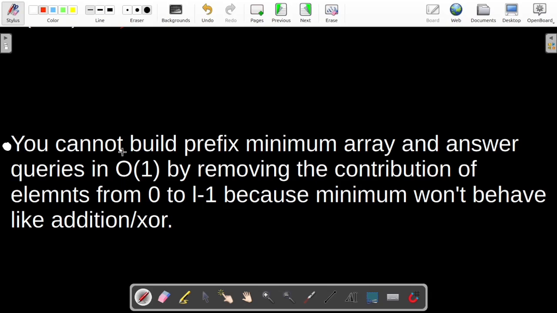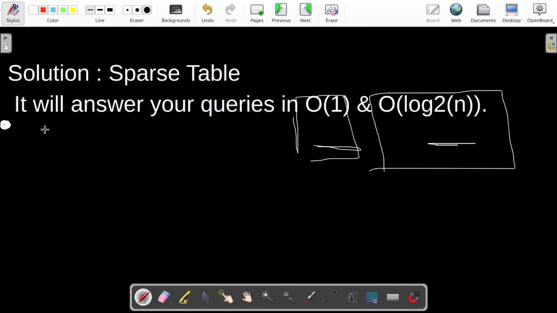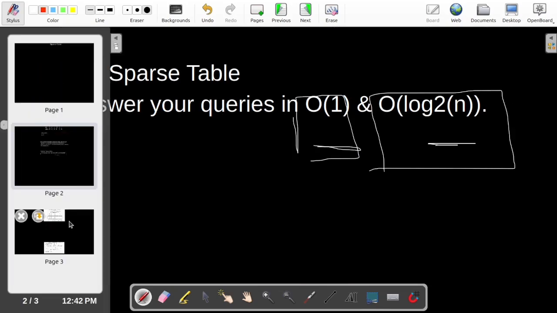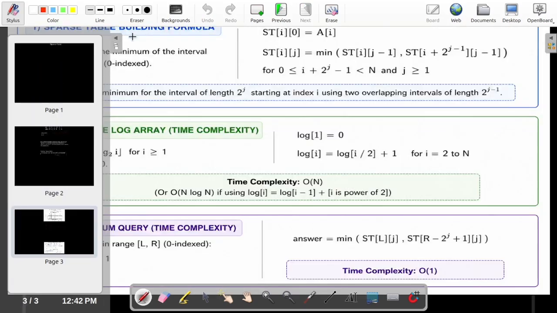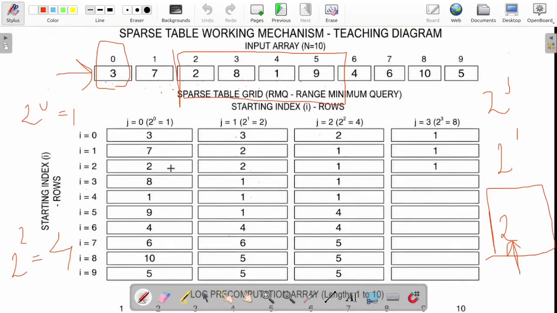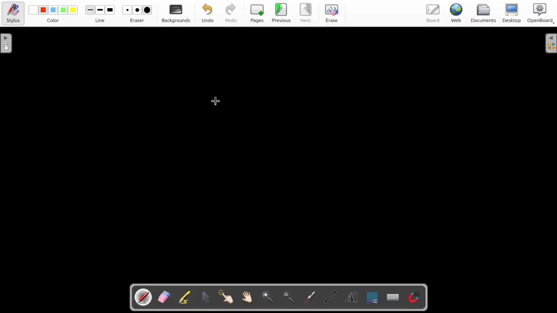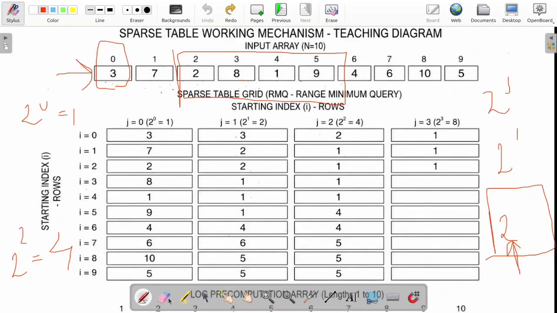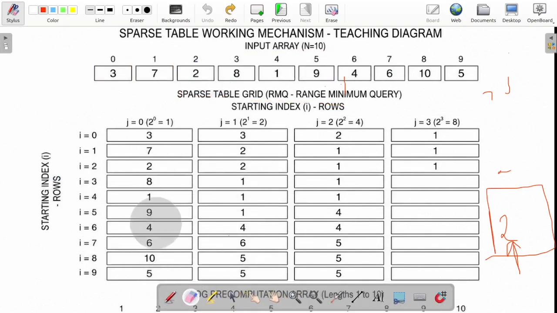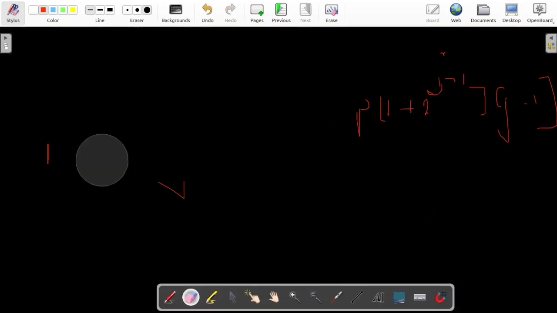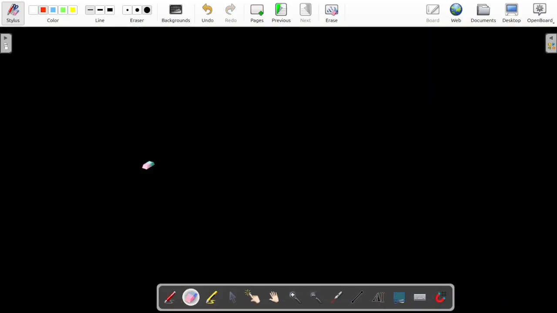So what we can do, we have a solution, sparse table, which will answer our queries in big O of 1 and log n. So let's see how a sparse table is built and how it processes the queries. Let me erase this. Okay.